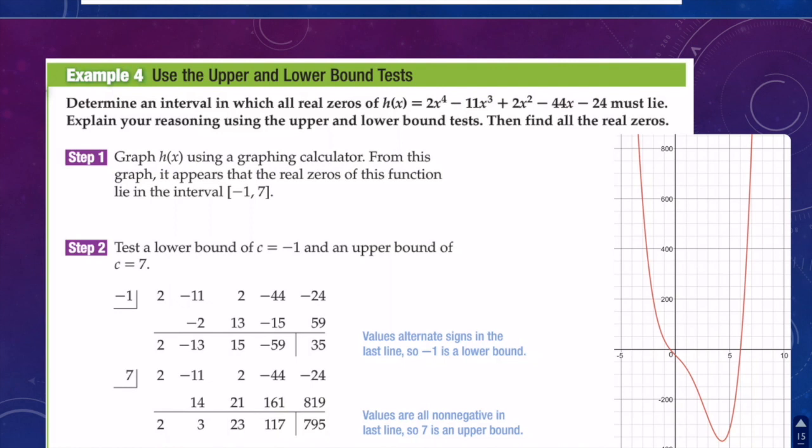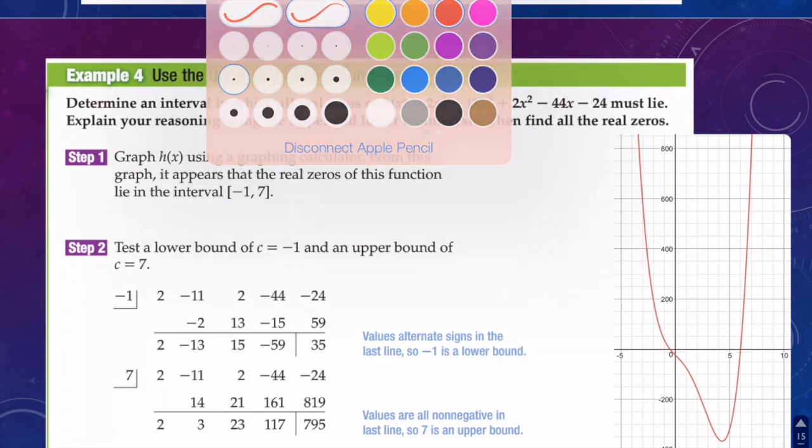So from this graph, take a look at it. It appears that all the real zeros of this function lie in an interval possibly between -1 and 7. So we're just going to go ahead and say that those are our lower and upper bounds, and we have to test that now. So to test, step 2, a lower bound of c equals -1 and an upper bound of c equals 7. So here we go, and we're gonna do this.